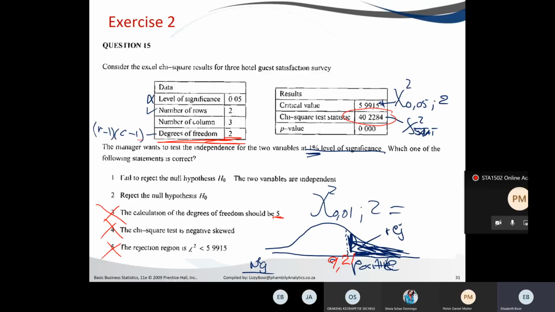If this is our test statistic, where does it fall? It falls in the area of rejection. So therefore, we reject the null hypothesis. The first one said we do not reject the null hypothesis. Therefore, number 1 will be incorrect, which makes number 2 the only correct answer because we reject the null hypothesis. Any questions? Yes, Shola, the answer is number 2.